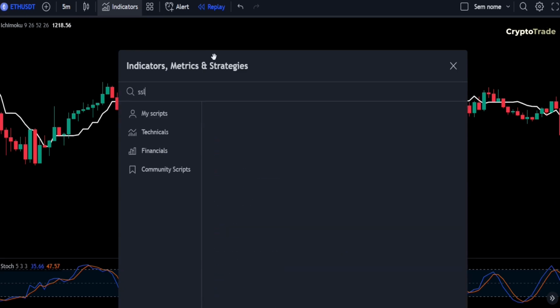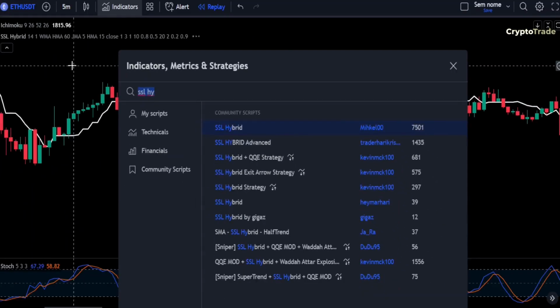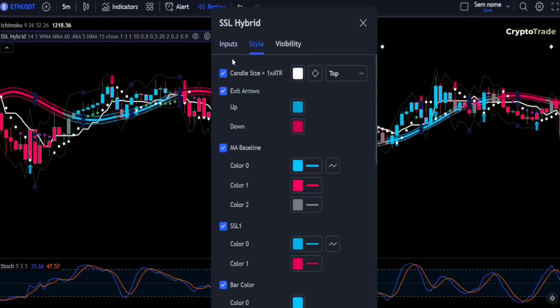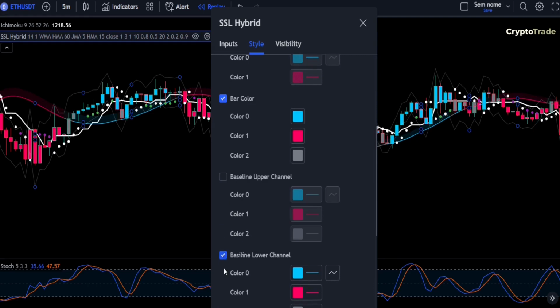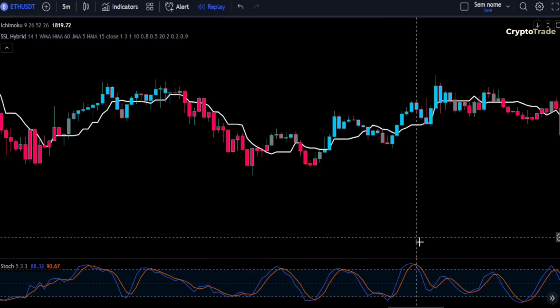To add the third and last indicator to the chart, open the indicator search bar in Tradingview and type SSL HYBRID. Select the indicator as shown in the video. Click on Settings and in the Style tab, unselect all checkboxes except the Bar Color checkbox. Click OK to finish. Setup is complete.